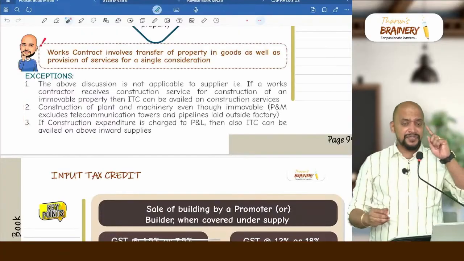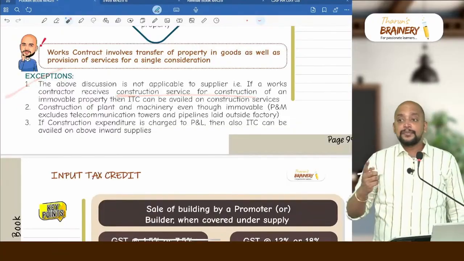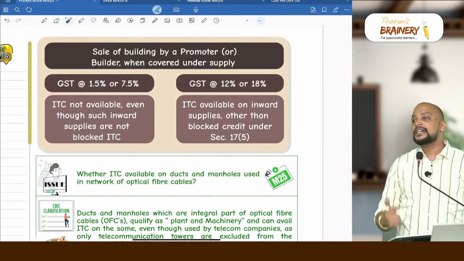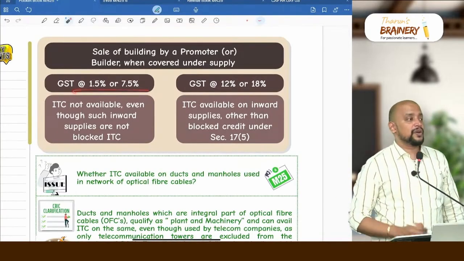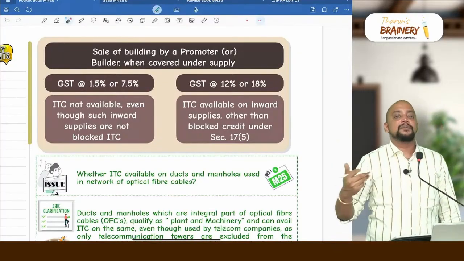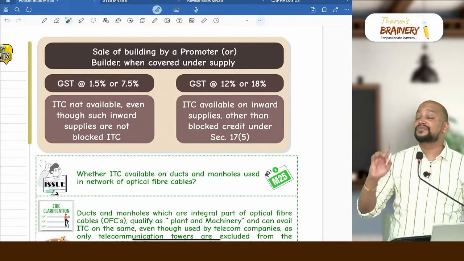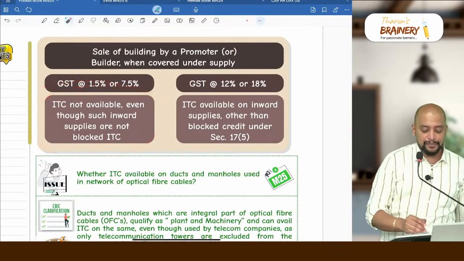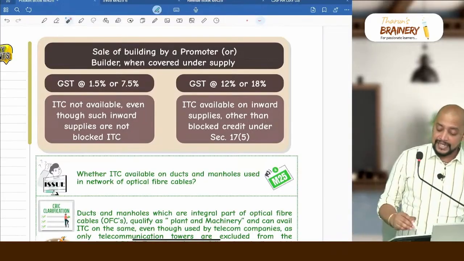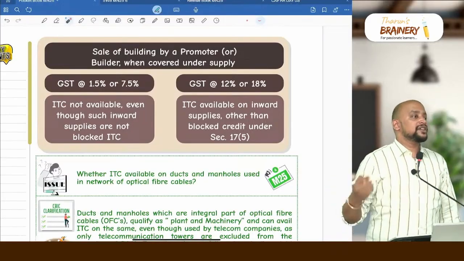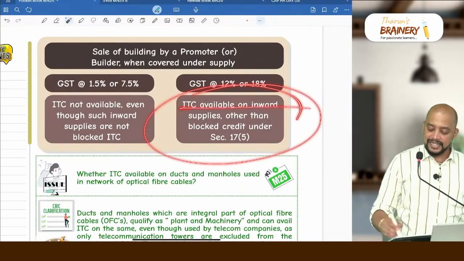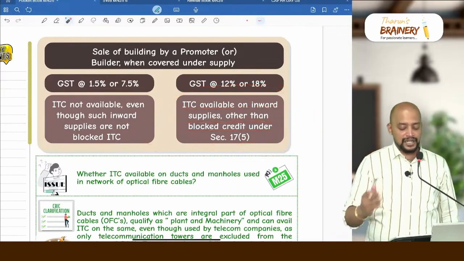Even though in the first exception the builder can take ITC, that in turn depends upon the rate of GST at which the builder will pay GST on his outward supplies. If the builder is paying GST on his outward supplies at 1.5% or 7.5%, that is real estate, residential real estate projects, they will be paying GST at 1.5 or 7.5, that is without ITC. They cannot take ITC on inward supplies. ITC is not available, even though such inward supplies are not blocked ITC. Whereas if their outward supply is commercial projects, the rate of GST is 12% or 18% with ITC, so they can take ITC. ITC is available on inward supplies other than blocked credit under 17(5).